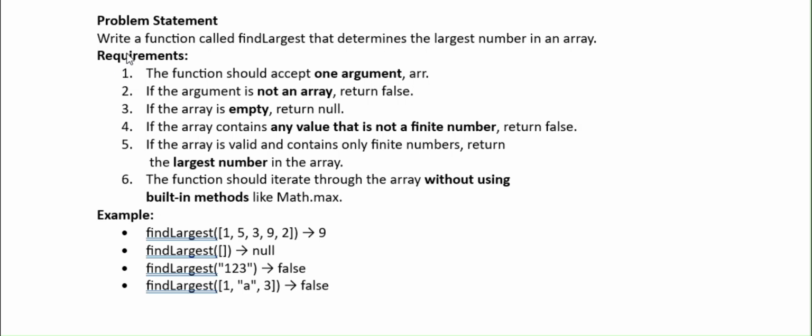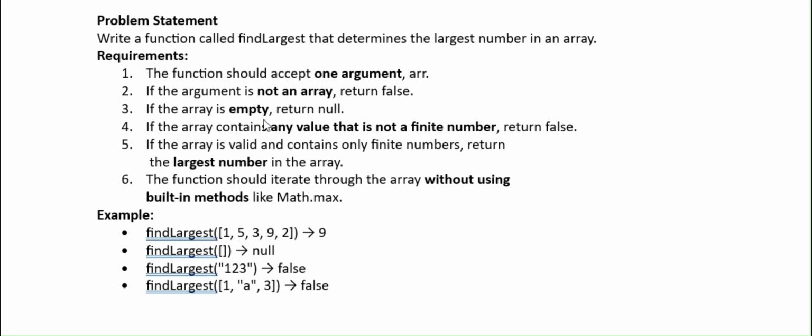The problem statement is we should write a function called findLargest that determines the largest number in an array. And they have given the requirements. The requirements are the function should accept one argument, that should be ARR. And if the argument is not an array, it should return false.